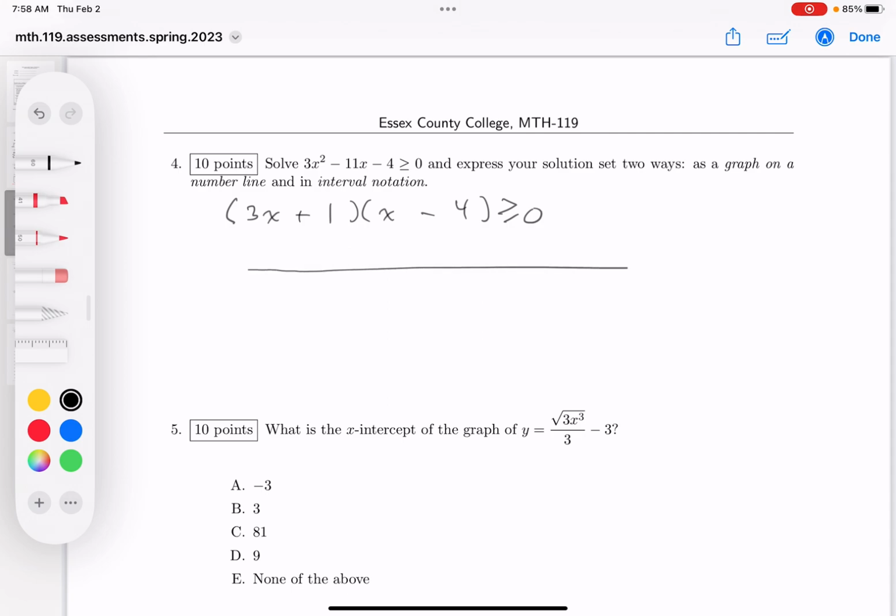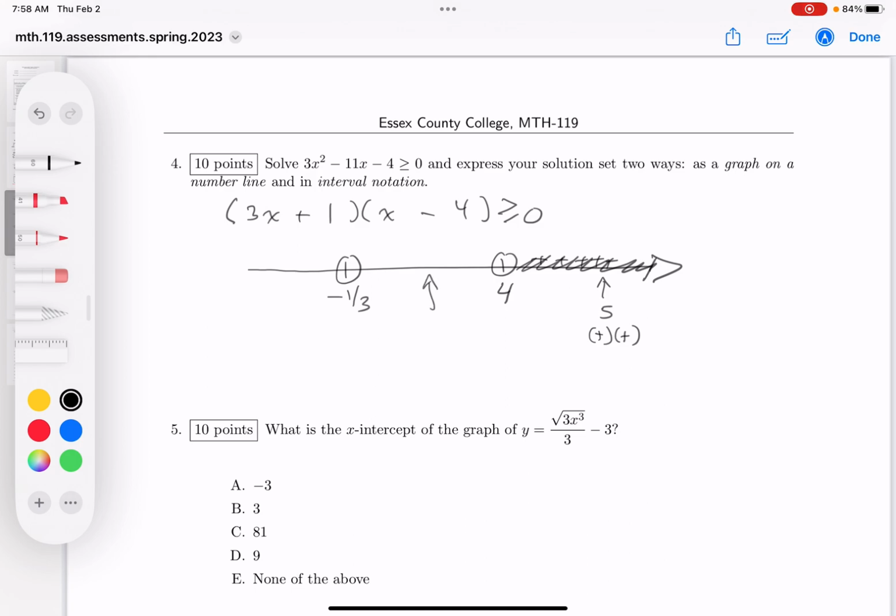Number line goes down. What goes on a number line? Two numbers, the zeros. The zero of the second factor is 4. And the zero of the first factor would be minus 1/3. What are you going to do now? Test. After 4, I would choose 5. Plug it in. You get positive times a positive, which is positive. Positive numbers are greater than 0, so I would shade that in.